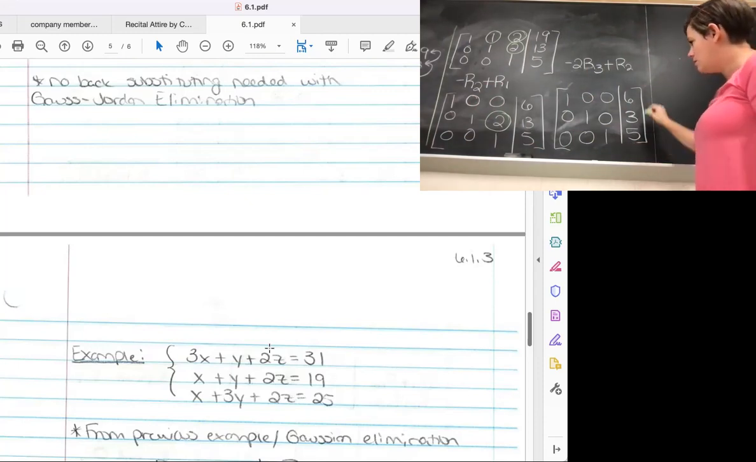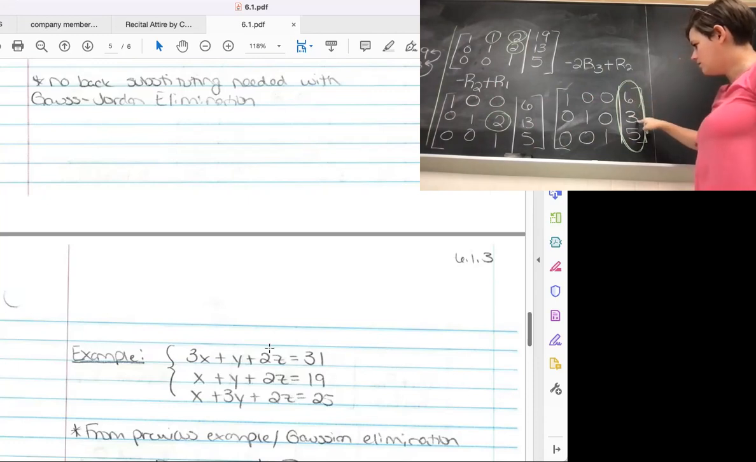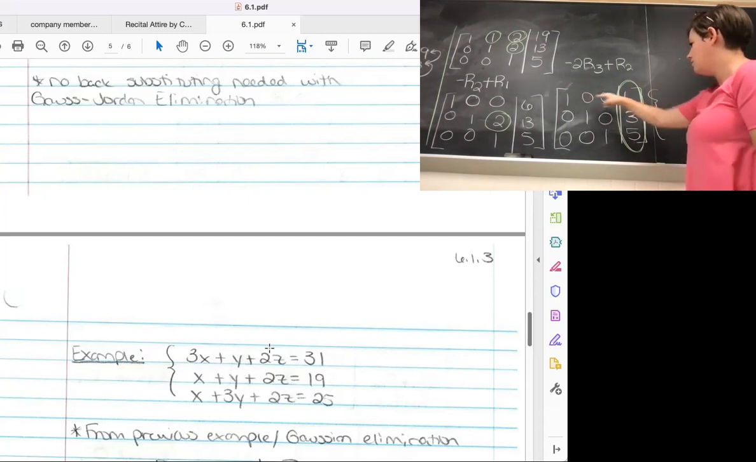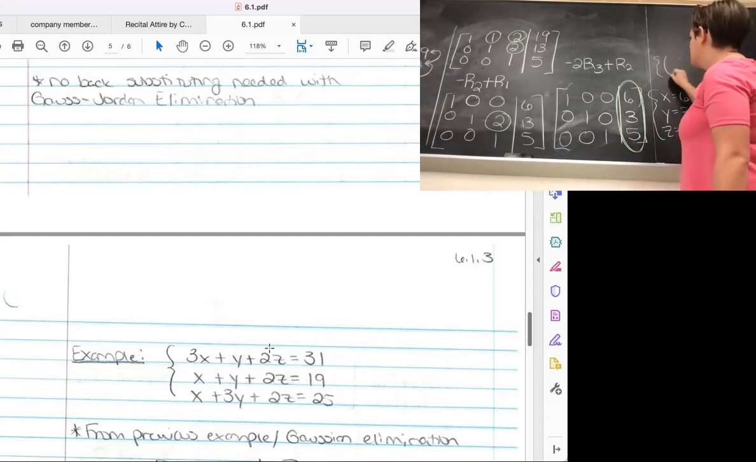And notice what's in my column right here: 6, 3, and 5. We had found our solution to be 6, 3, and 5 when we did it just a minute ago with Gaussian elimination. Because what we have right here says, if we're writing our system, x equals 6, y equals 3, and z equals 5. Or you have your solution set 6, 3, 5.